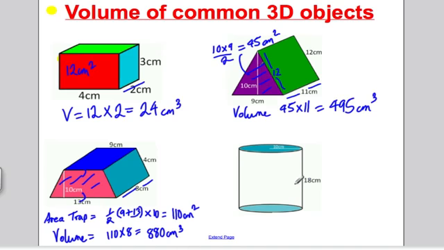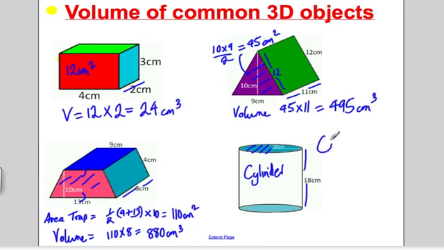Okay, last one. This is a cylinder here. It works like the formula for a prism, although this technically isn't a prism, it's got curved edges, but let's not worry too much about that. To work out its volume, we work out the area of the face and we multiply it by the depth, or the height in this case.